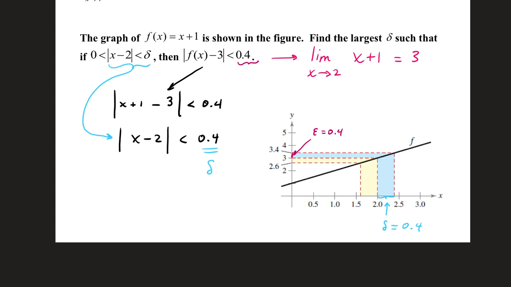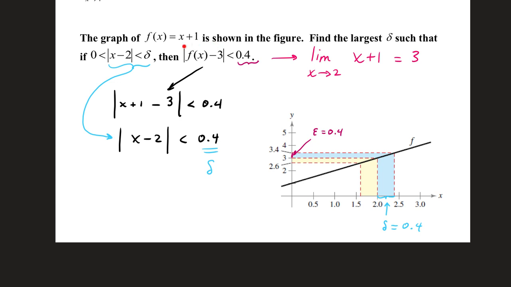In our function, we have x plus 1. If you're looking for a y value, then you subtract 1. So 3.4 minus 1 is 2.4. If we trace this top red dotted line to the function, it'll carry an x value of 2.4. 2.6 minus 1, solving for x, is 1.6. Our x value of 2 is 0.4 units away from either 1.6 or 2.4. That's our value of delta.